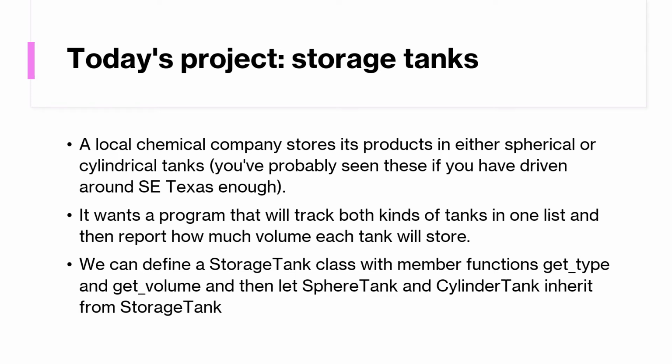So we can define a storage tank class with member functions get type that will return either cylinder or sphere, and get volume that will calculate the appropriate volume depending on whether it's a sphere or a cylinder. And then we let sphere tank and cylinder tank both inherit from storage tank so that we can have one list of storage tank, but polymorphically, some of them are spheres and some of them are cylinders.